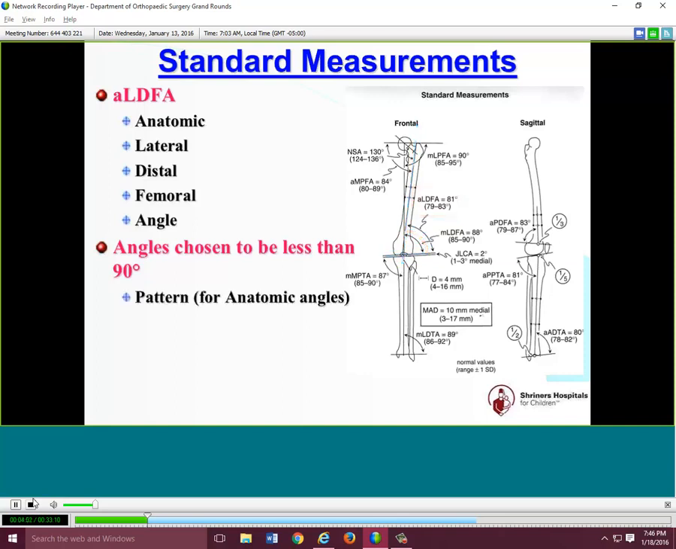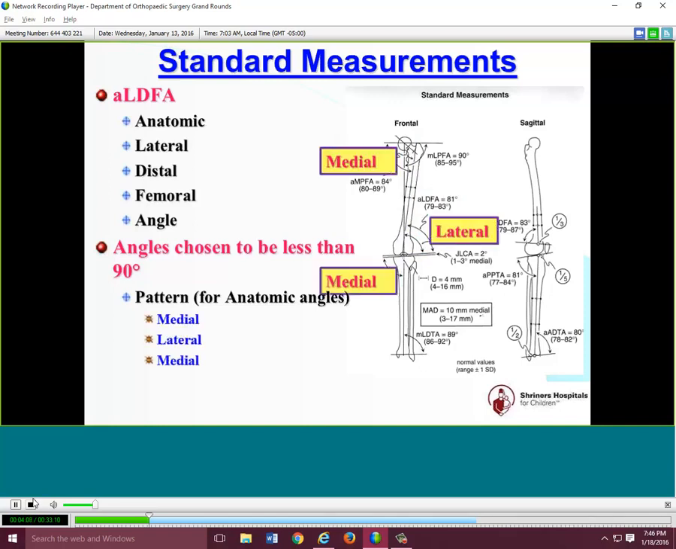And there's a pattern that you get, especially for the anatomic angles, where approximately your medial, down to distal femur, your lateral, proximal tibial, medial again, and distal tibia, your lateral again. So there's a little bit of a pattern that sets up if you're trying to remember where you should be at a particular point in the bone. If you can remember where you are supposed to be someplace else, you can figure yourself out there.